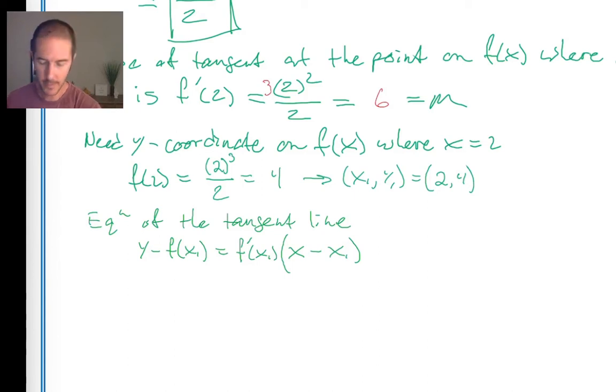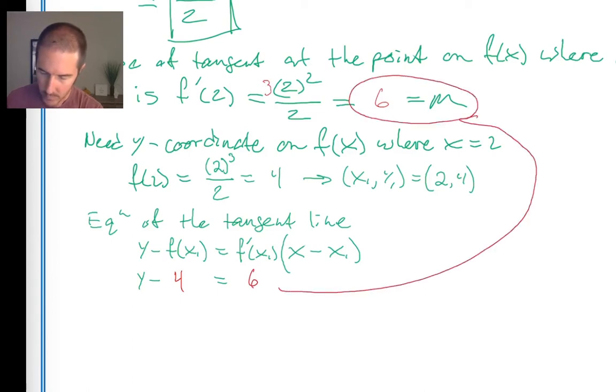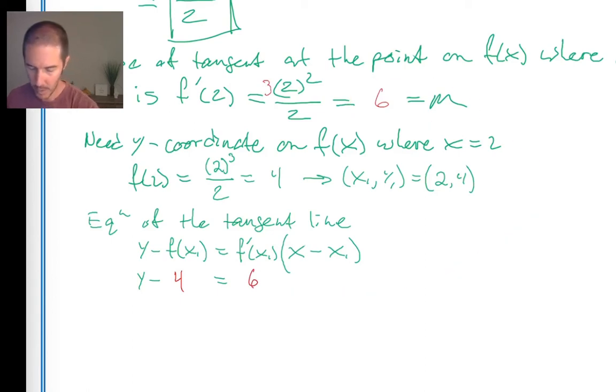We know that f of x1, let's actually write out one more step. So we have y minus our y value of 4 that we calculated over here. That's the 4 that I just wrote in, equals, we know what the slope of our tangent line is at that particular point. We calculated that to be 6. That's this 6 up here. F prime of 2.